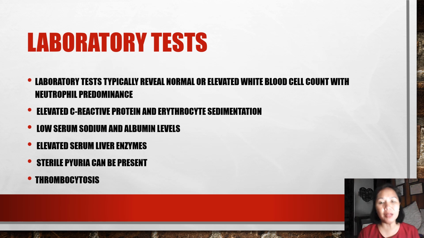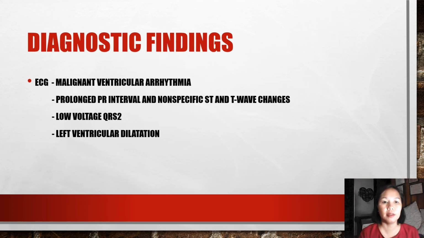Commonly, there is normal or elevated WBC, elevated CRP and ESR, hyponatremia, hypoalbuminemia, elevated serum liver enzymes, pyuria, and thrombocytosis. ECG may show malignant ventricular arrhythmia, prolonged PR interval or first-degree AV block, and nonspecific ST-T wave changes. You may also see low voltage QRS and left ventricular hypertrophy.